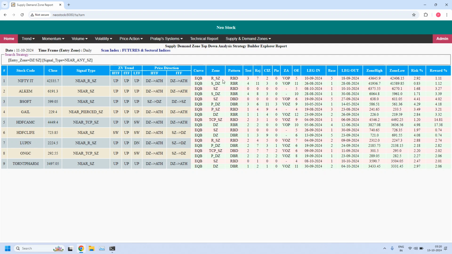And this is NIFTY IT, which is not listed in F&O listed stocks. And we have HDFC AMC. It is a high liquidity daily supply zone. Next we have Lupin. This is a high liquidity supply zone. ONGC is not valid because it is a pierced zone. So that's it. We identified only 2 valid high liquidity daily supply zones from this list.